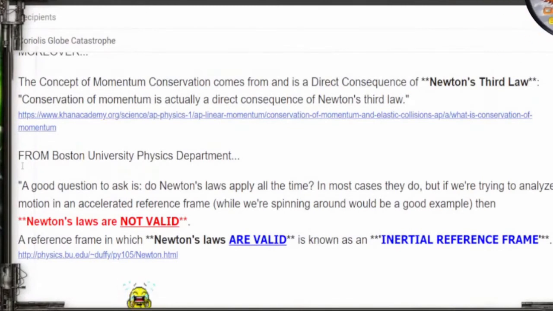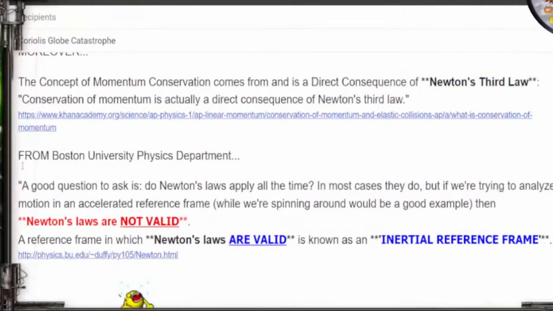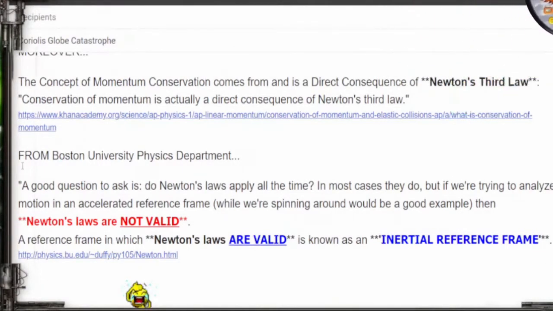From Boston University Physics Department, a good question to ask is, do Newton's laws apply all the time? In most cases, they do. But if we're trying to analyze motion in an accelerated reference frame, while we're spinning around would be a good example, then Newton's laws are not valid. Let me say that again. Then Newton's laws are not valid. A reference frame in which Newton's laws are valid, according to these guys, is known as an inertial reference frame.